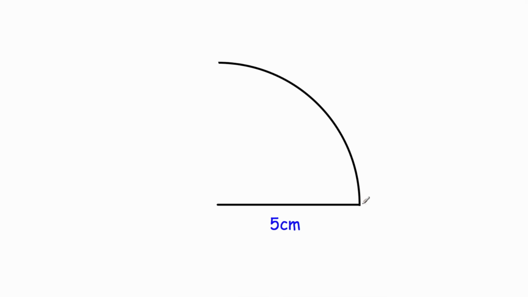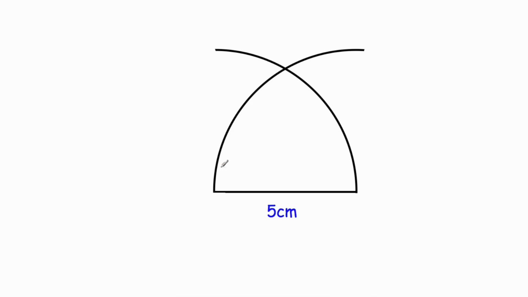Now keeping the compass the same size and putting the point of the compass on this side and the pencil here, we do the same thing. And then we'd end up with something that looks like this. And this point here would be 5 centimeters away from this end of the line, and would also be 5 centimeters away from this end of the line.